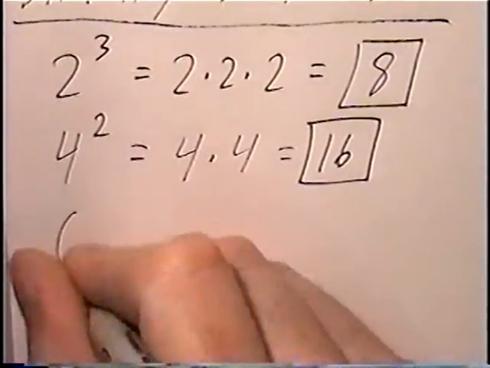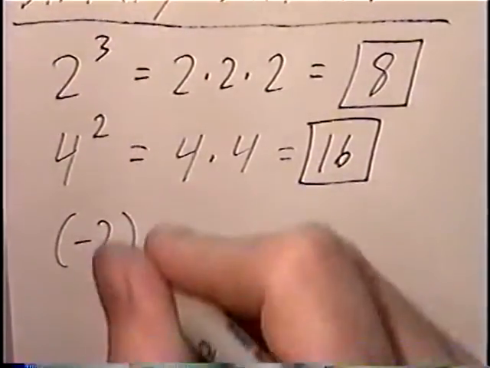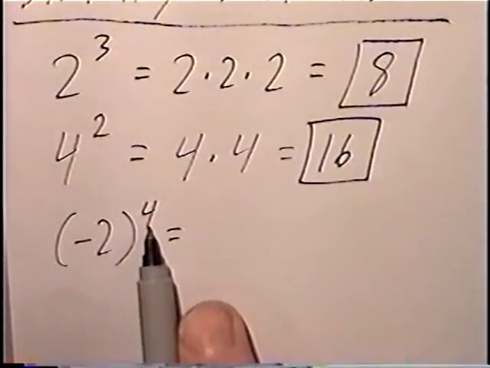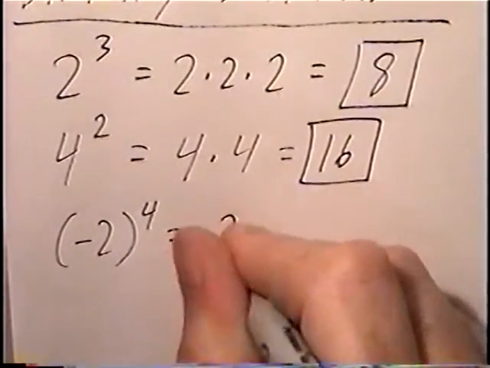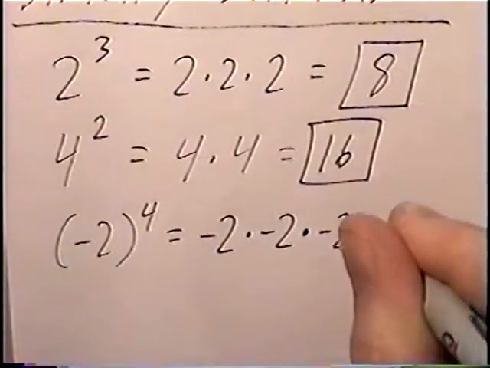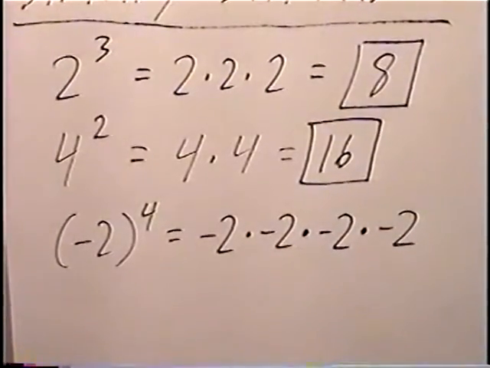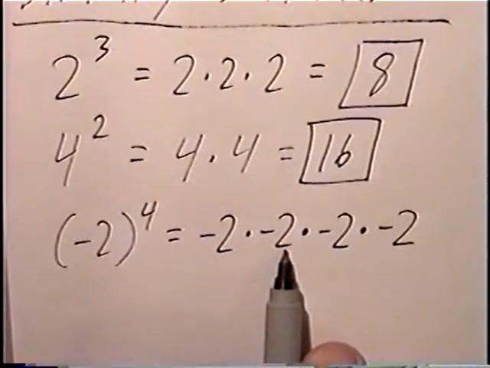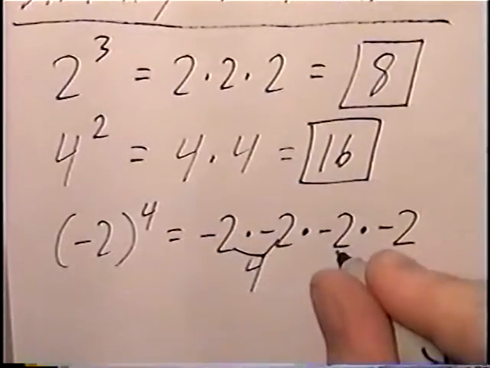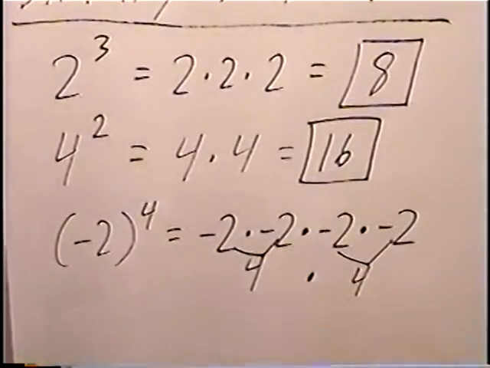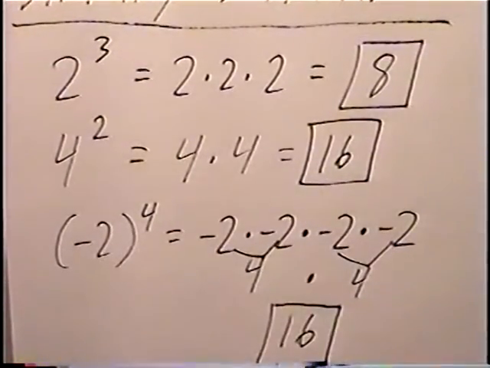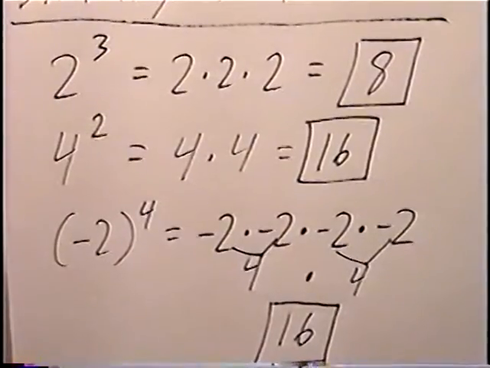Next question, in parentheses, negative 2 to the fourth power. We'll have negative 2 times itself 4 times. So negative 2 times negative 2 times negative 2 times negative 2. Multiplying this out, negative 2 times negative 2 would be positive 4. And negative 2 times negative 2 would also be positive 4. Multiplying 4 times 4, we'll have the answer of positive 16. So negative 2 to the fourth power would be 16.